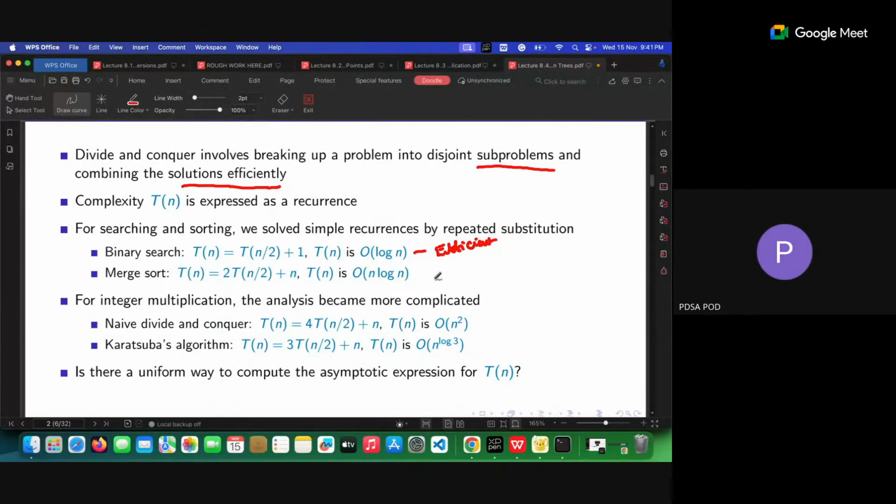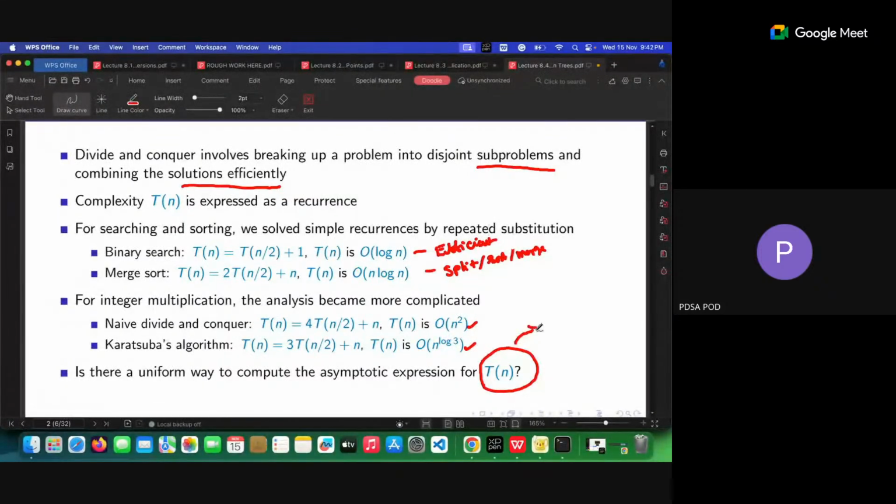And merge sort is O of n log n, which is 2 times T of n by 2 at every split: first split, sort, and then merge. So that is also n log n. Another divide and conquer application is multiplication of integers. The naive approach is n square, while Karatsuba gives n to the power log 3. These complexities we represent as T of n.